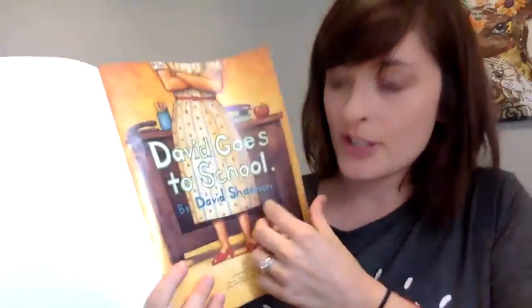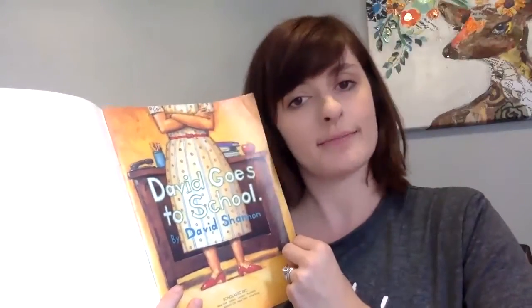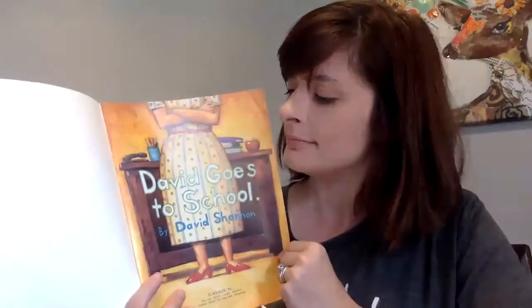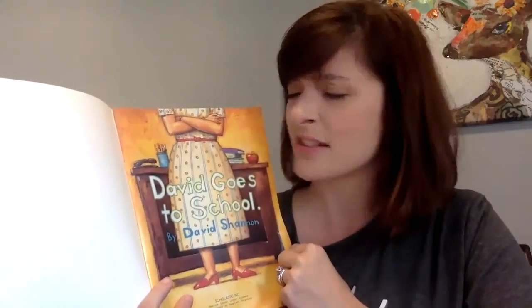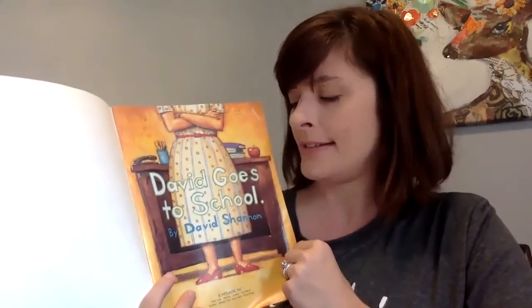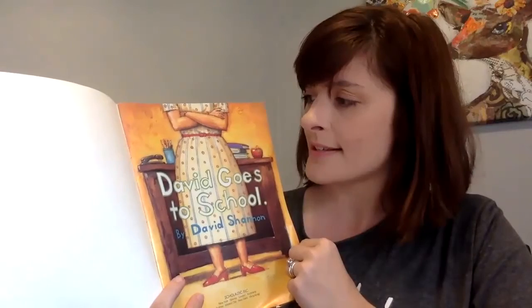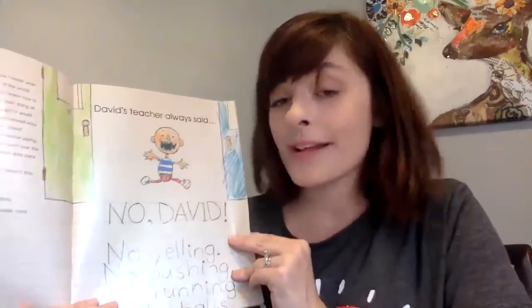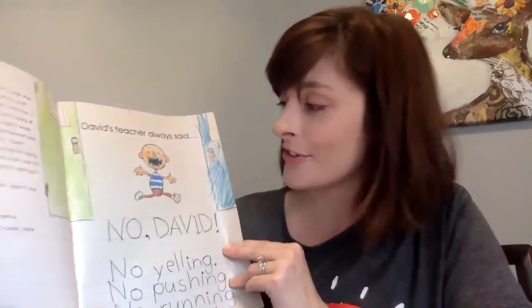If you had to make a prediction of who that is, what do you think? It's called David Goes to School, so do you think it's his mom? Maybe. Is it his doctor? Maybe. Who would we see at school in front of a desk? His teacher. Oh, I like teachers. I like the way this illustrator, the person who drew the pictures, draws. It reminds me of the work that my kindergartners do, and I really like the work that my kindergartners do.